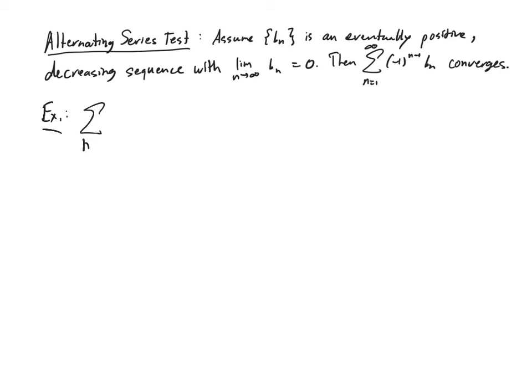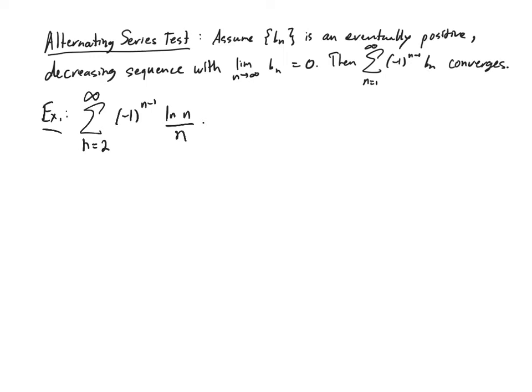Let's look at the sum from n equals 2 to infinity of (-1)^(n-1) log n over n. I'm starting at 2 just to avoid the numerator being 0 on the first term. There's no reason that I really need to do that, because the alternating series test just talks about the sequence being eventually positive, but let's do it just to be completely clear.